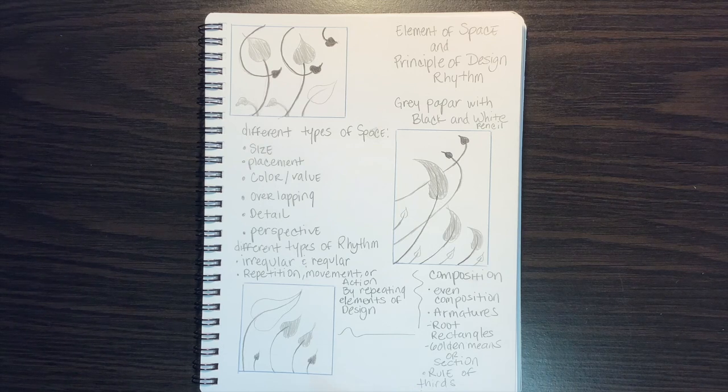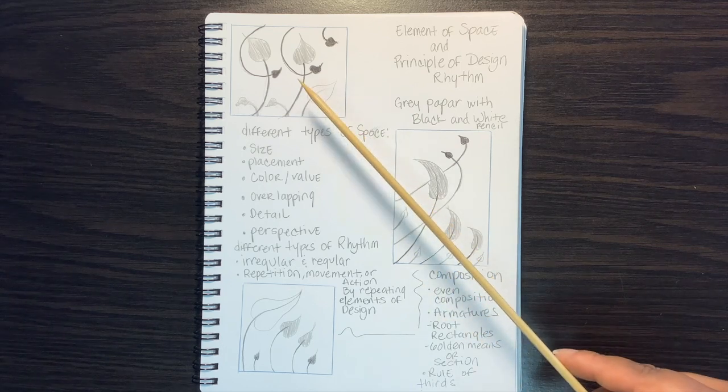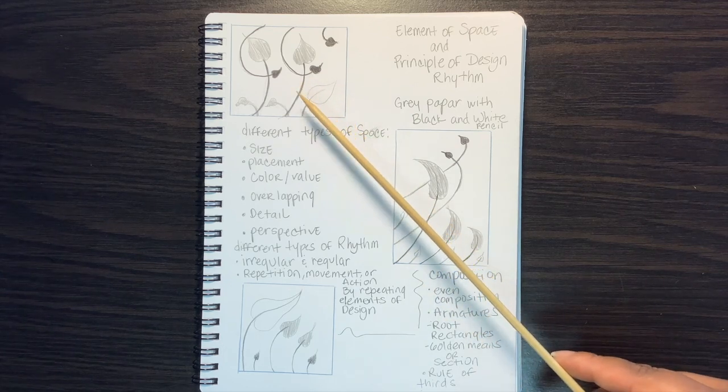If we look at this composition here, this is regular rhythm because somewhat all of the spaces are consistent, right? This can fall under irregular or under regular, but I would choose to say this is irregular. This is definitely irregular when it comes to rhythm, right?